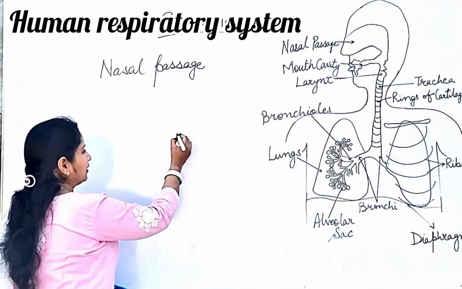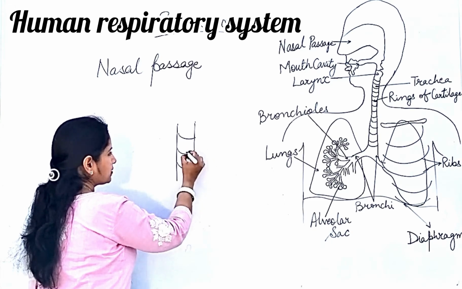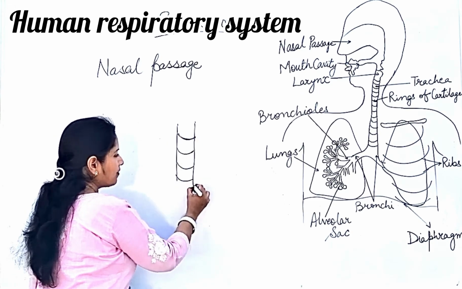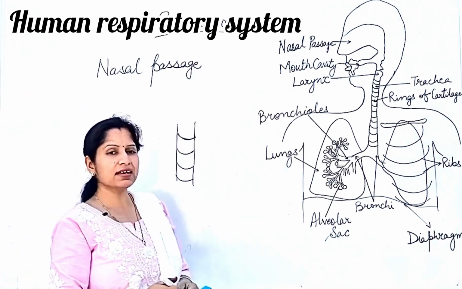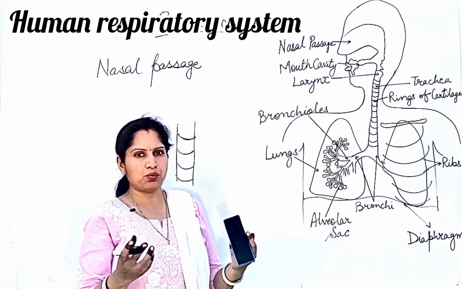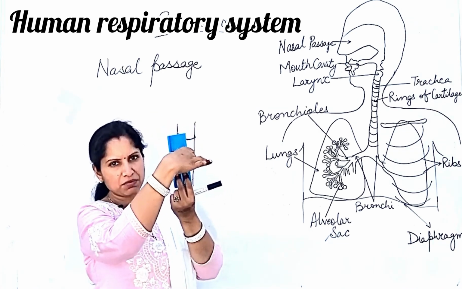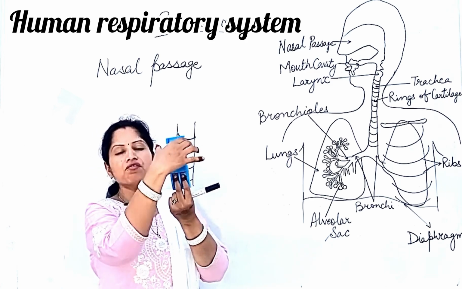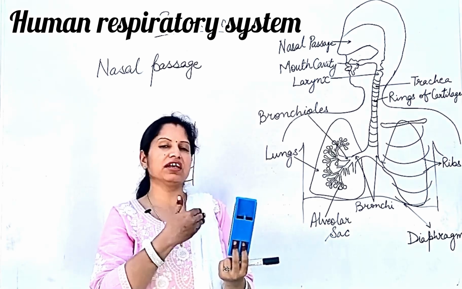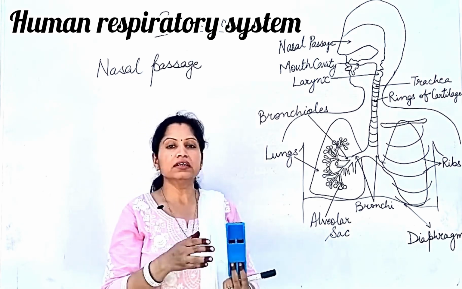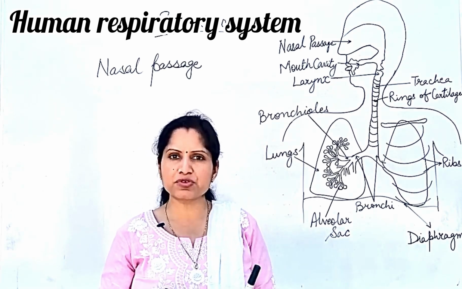This trachea is having the C-shaped cartilaginous rings. Why am I saying that, sir? They are C-shaped cartilaginous rings, and why are they present on this side? Suppose this is the trachea. These C-shaped cartilaginous rings are present just in the front half of the trachea, not behind, because behind the trachea we have the esophagus. These C-shaped cartilaginous rings are very important because they prevent the collapse of the trachea.